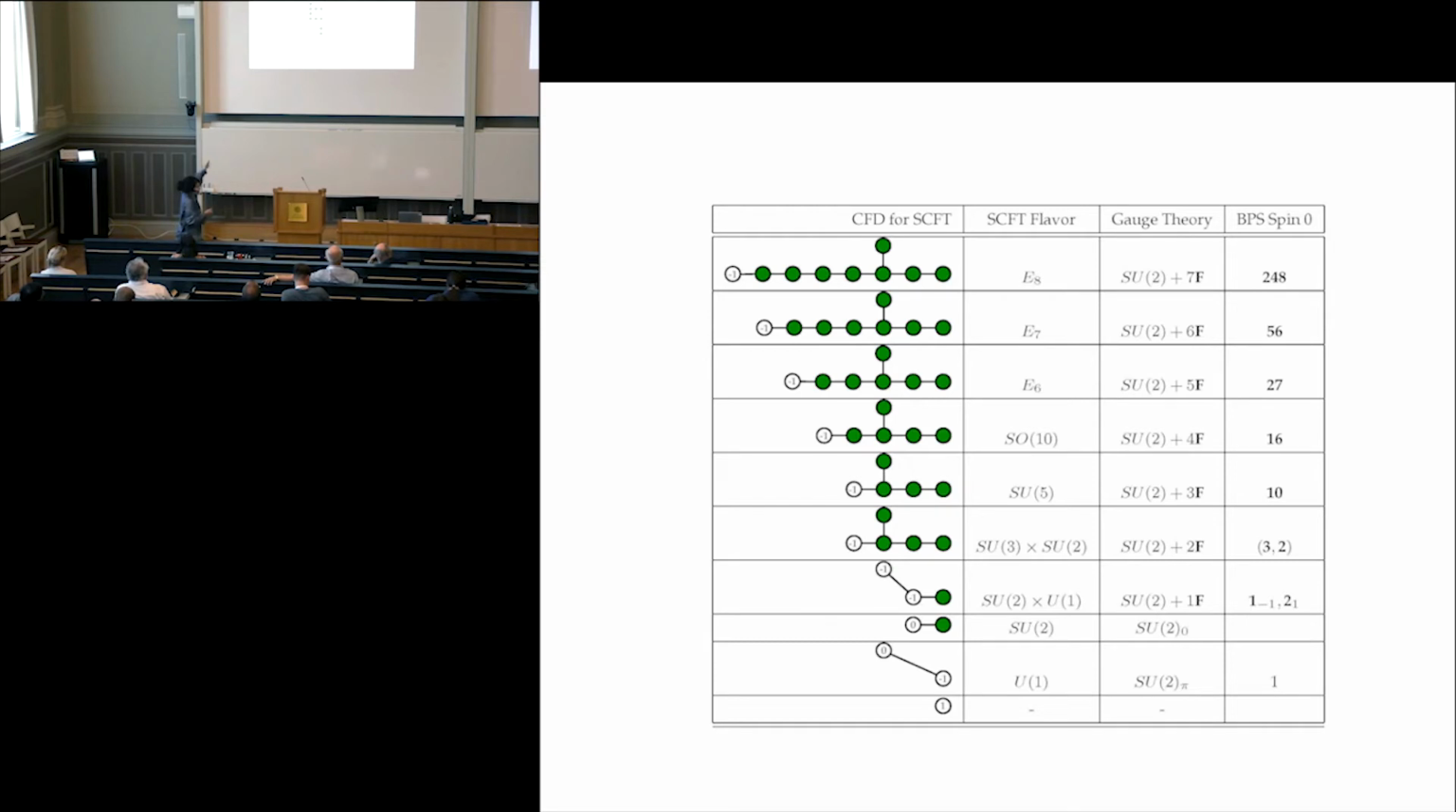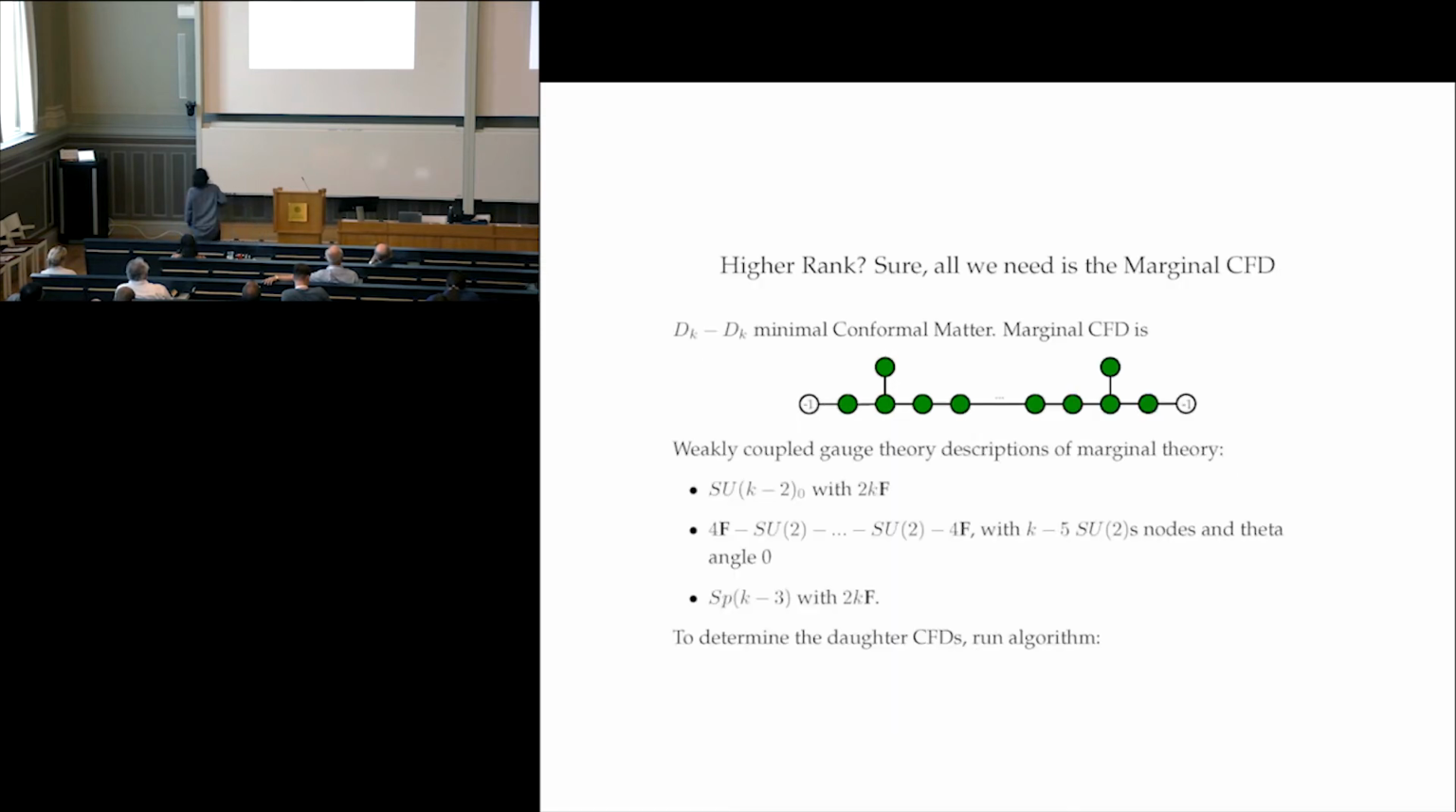And I think this can be extended by something we're looking at the moment. So you can ask, well, you've checked things that are known. Can you also do things that are not known? So yes, sure. What about higher rank theories? One simple extension is to look at the D-type minimal conformal matter theories.